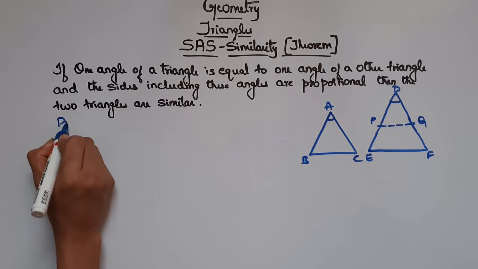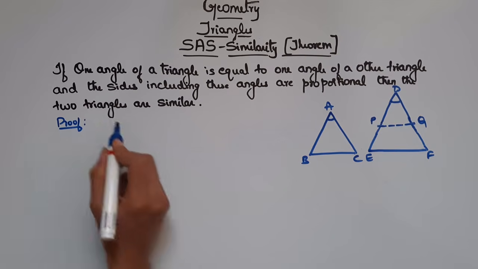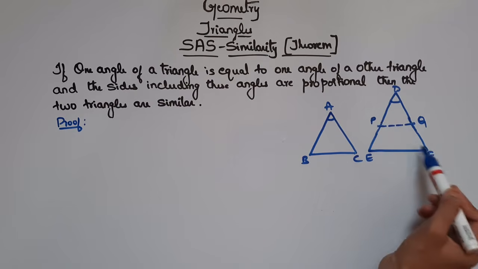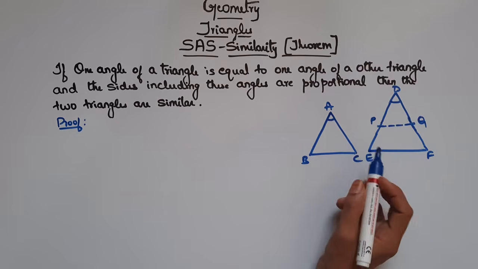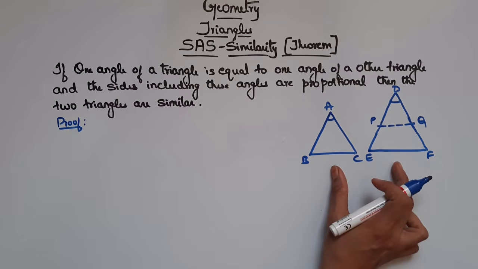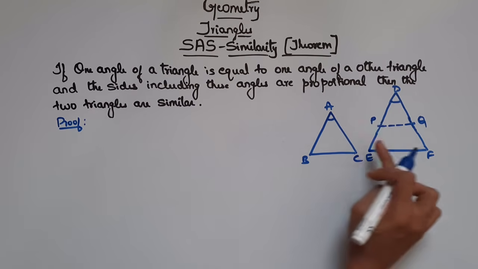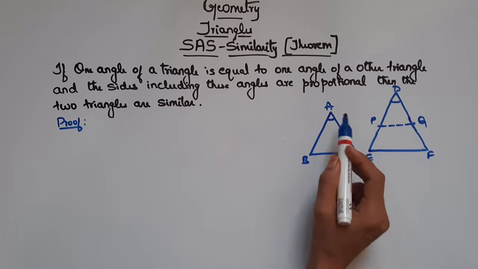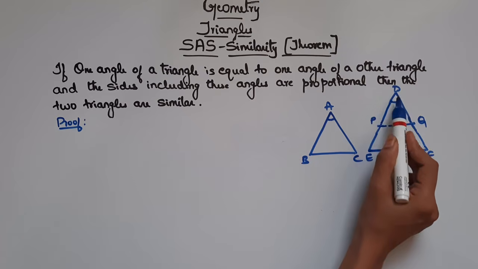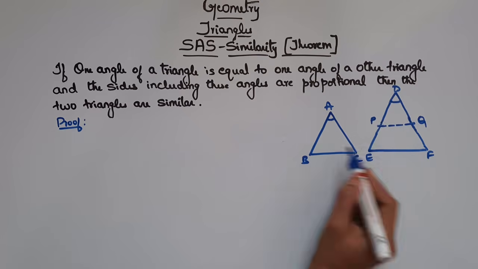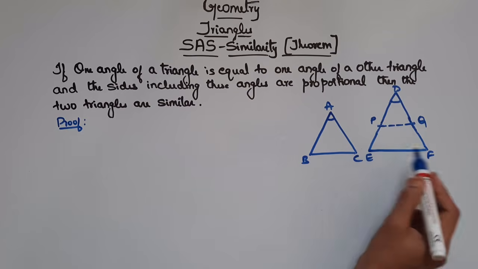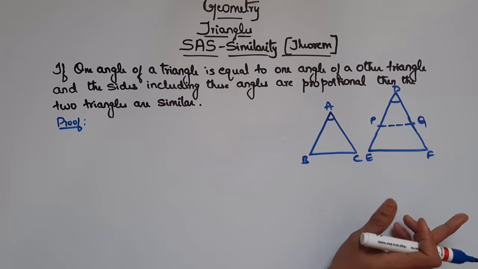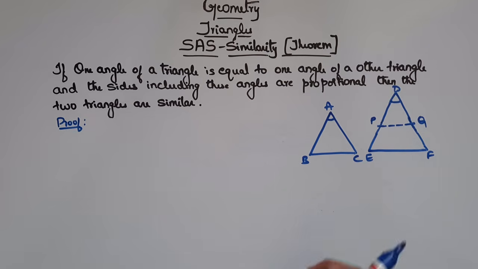So now let's see the proof. So we have to prove triangle ABC is similar to triangle DEF, right? So if you prove these two triangles are equiangular, that means their corresponding angles are equal, then we can say these two triangles are similar, right? So now already one corresponding angles are equal, right? So our aim is to make angle B is equal to angle E and angle C is equal to angle F. Then we can say these two triangles are equiangular and hence they are similar, right? So now let's see how to do this.